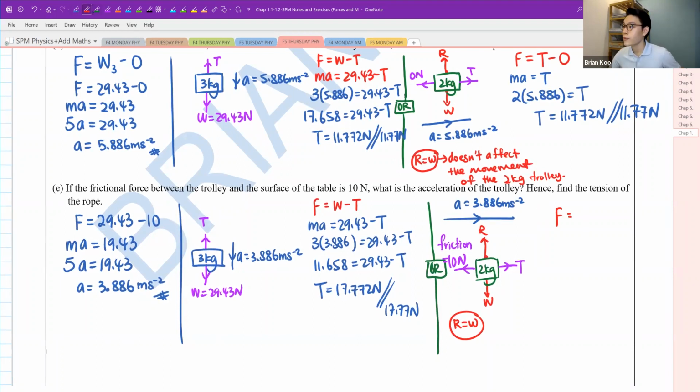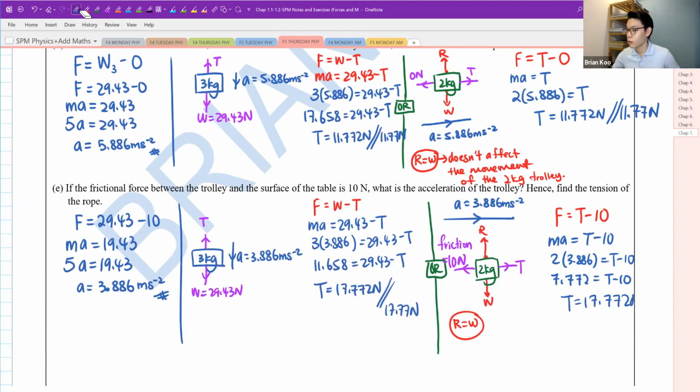Okay, this one, the force is P minus 10 newtons, and then F is equal to, I hope you got your answer already. Okay, this one you should be able to do yourself. Okay, so both ways, you will find you get the same value.